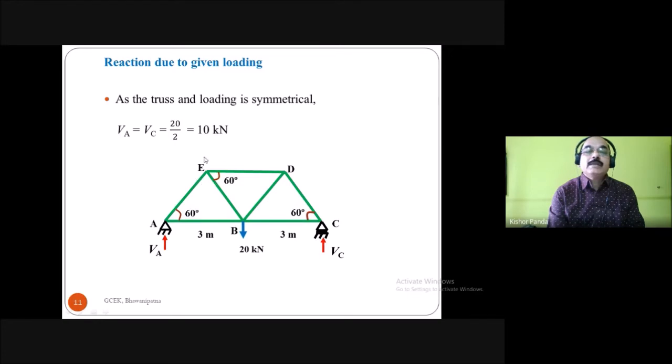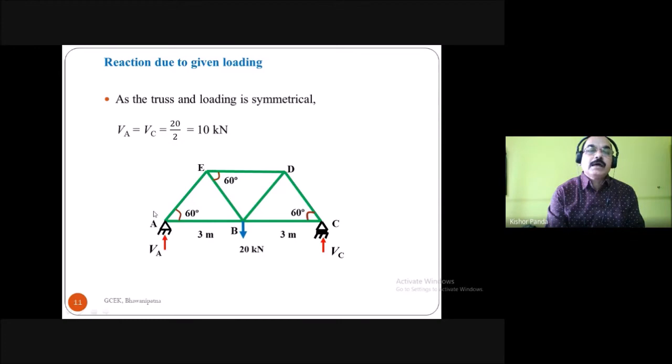Then you take the free body diagram of joint E. At joint E, how many members meet? This is member EA, this is member EB, and this is member ED. So three members meet here, and two of these forces are unknown. You can find them from the equilibrium equations: summation of vertical force equal to 0 and summation of horizontal force equal to 0.